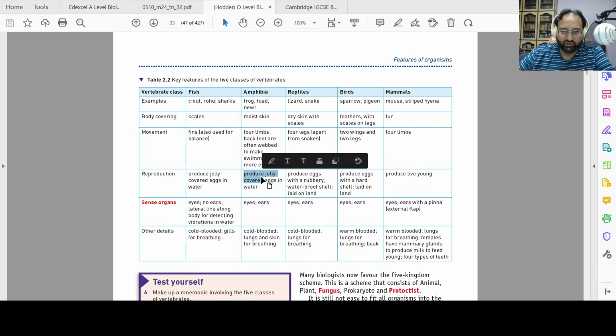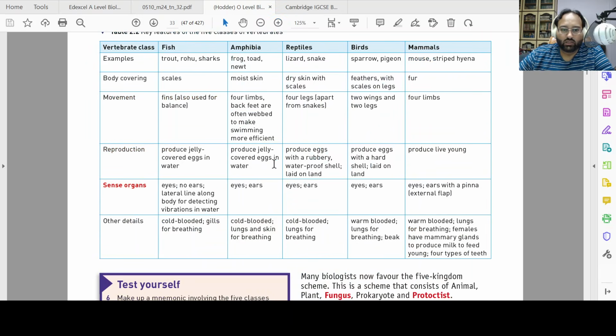Okay, they produce jelly-covered eggs in water, so kind of similar. And they're also cold-blooded, and they have lungs, right? So not gills, and they're also able to breathe using their skin. Their skin is used for gas exchange, yes, along with their lungs.